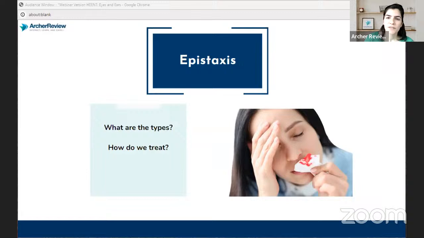All right, so here's a picture of a nosebleed. So what are we talking about with nosebleeds? Why do we need to talk about it at all? So with nosebleeds, just remember there are two different types.